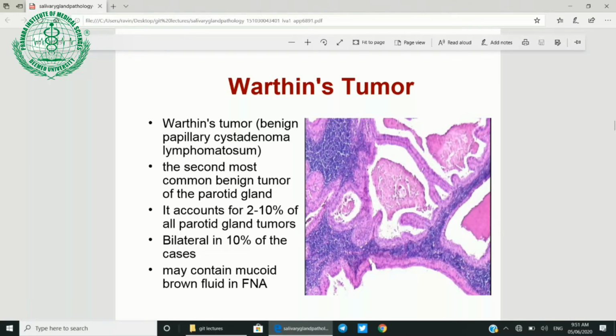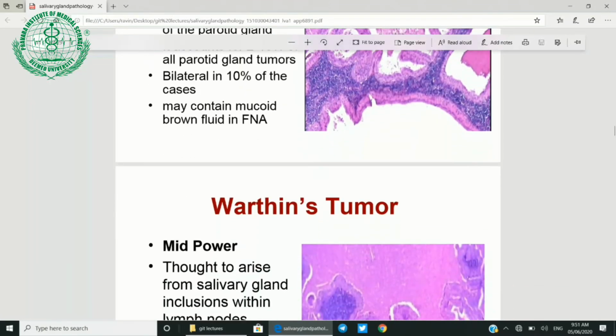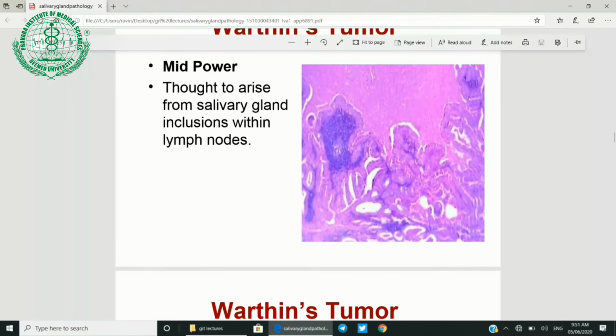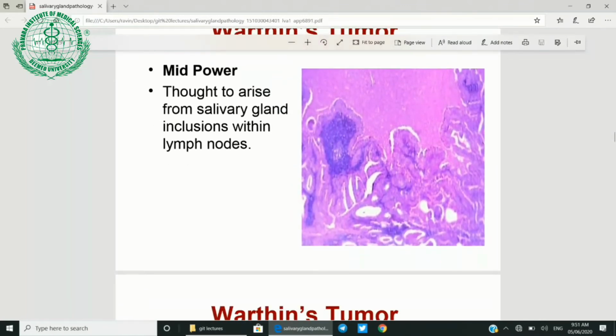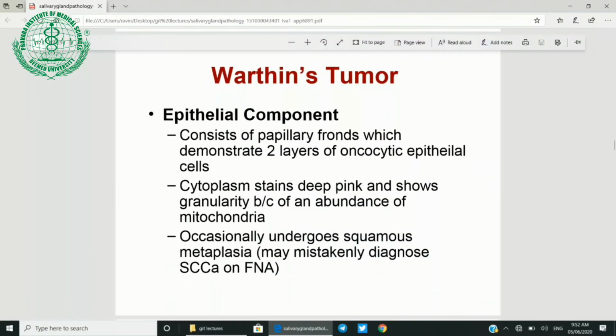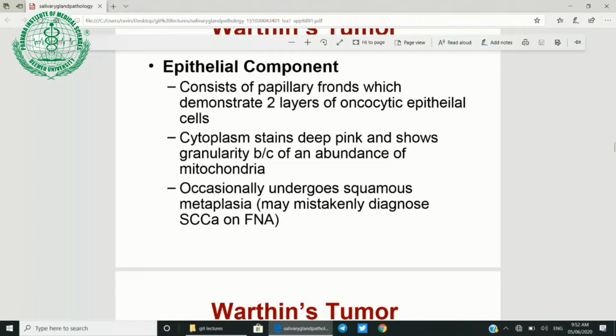In only 10% of the cases it may be bilateral, 90% of the cases it is unilateral. And as it is cystic in nature, if we do an FNAC of this tumor, we may get a mucoid brown fluid. So if you see this in the mid power, some people say it is arising from salivary gland inclusions within the lymph node, and it has an epithelial component which comprises papillary fronds, and very typically these fronds demonstrate 2 layers of oncocytic epithelial cells.